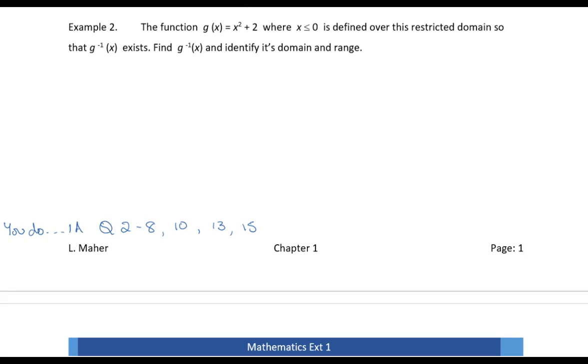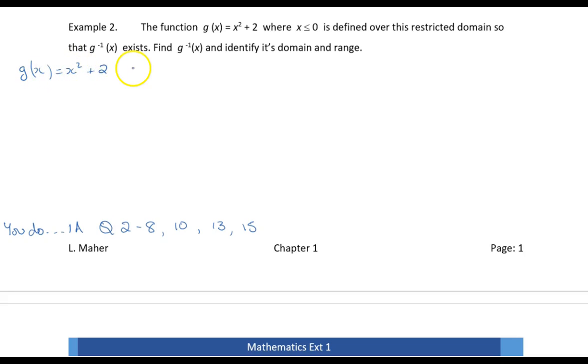And in example 2, we're going to actually see this process of restricting the domain in action so that we get an inverse function. So considering the function g of x equals x squared plus 2, I think that graphing here is going to be really helpful.